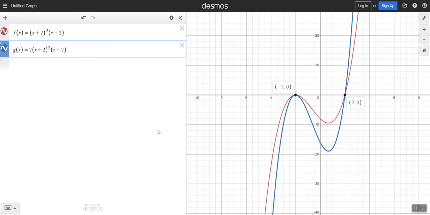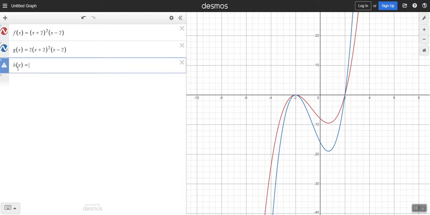But it's the y values that are all doubled. Remember, this intercept was at -8. Notice in my new graph, it's -16. This minimum was at about -9.5. This minimum is at about close to -19, right? So those y values are all being doubled. We should see a similar thing happen if I put in a multiplier of 3. I'll call this one h of x.